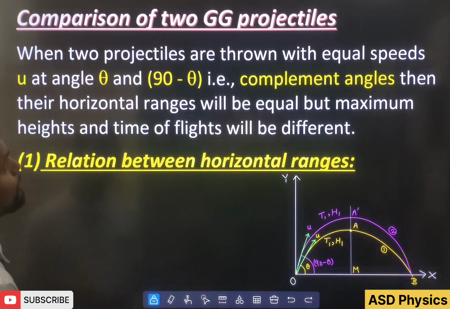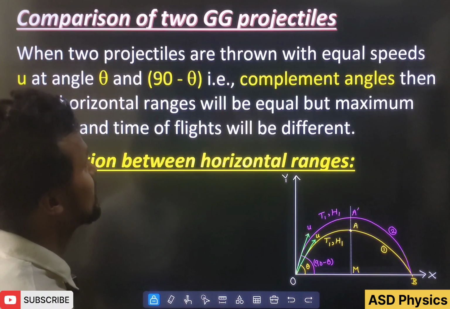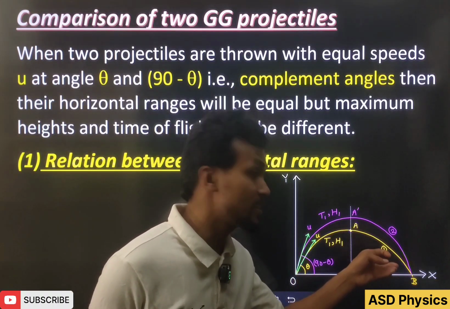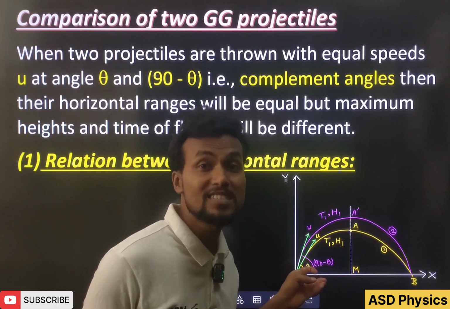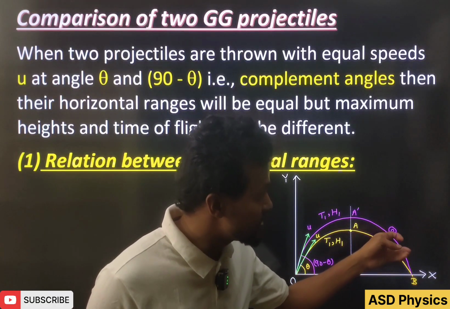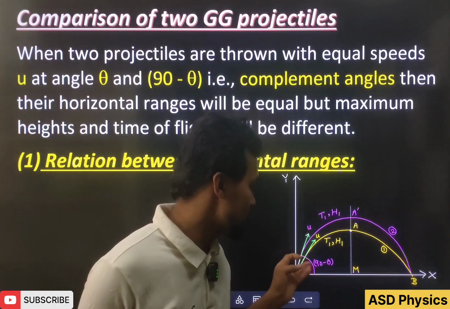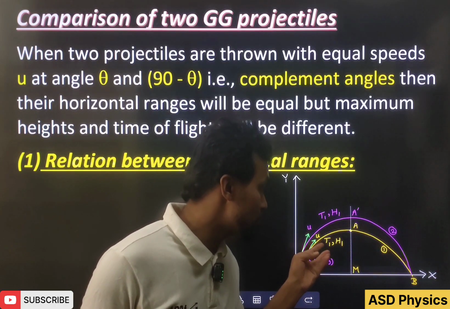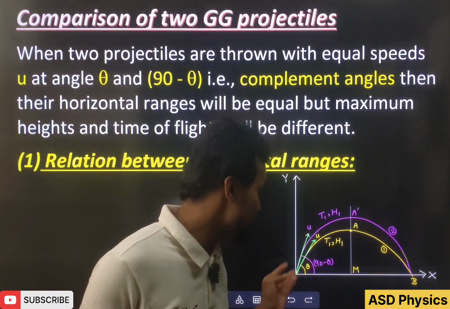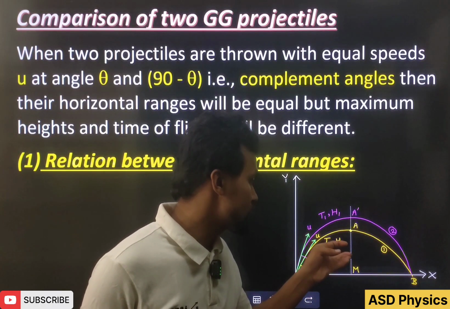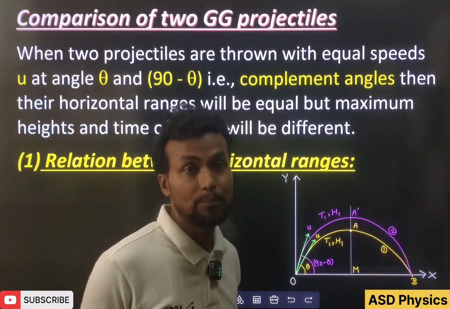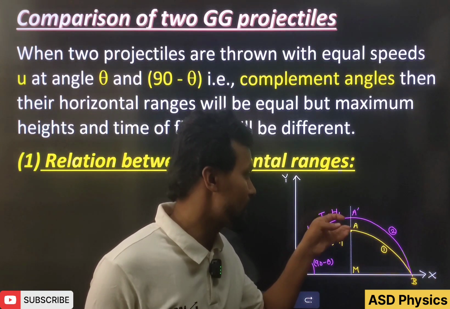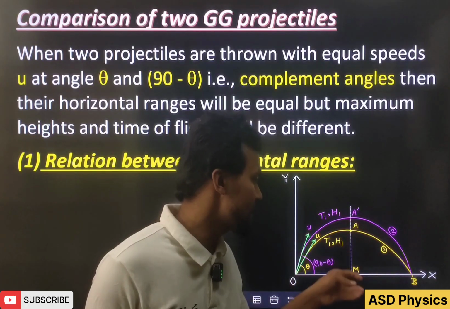So under the topic comparison of two ground to ground projectile motions, we can see the diagram here. One is drawn in yellow color, that is the first projectile, and the angle of projection is theta. The second one is represented by the pink color, and the angle of projection is 90 minus theta. In the first projectile, time of flight is t1, that means time taken to move from O to B, and maximum height is h1, that means A to M. Similarly, in the second projectile, time of flight is t1 and maximum height is h2, that means A dash to M.